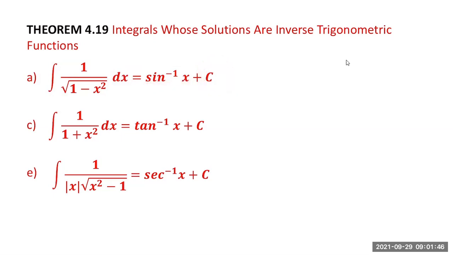Similarly, we have two more formulas. The indefinite integral of 1 over 1 plus x squared is equal to tan inverse x plus c. The indefinite integral of 1 over the absolute value of x times the square root of x squared minus 1 is equal to secant inverse x plus a constant.